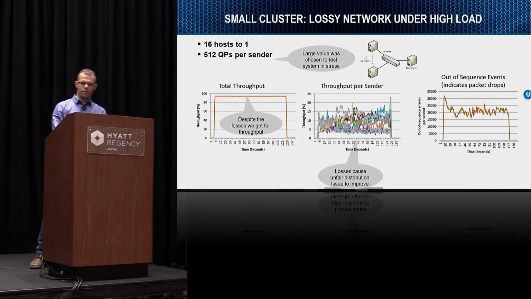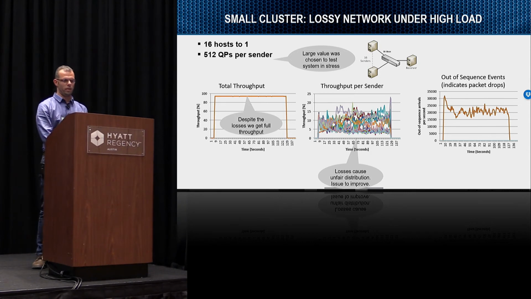Next, we repeated a similar test, which is a little harder, making the system a little harder. We stressed the system with a very large amount of QPs. So here we still have 16 hosts, but now each host creates and sends 512 QPs toward the destination. In this case, the congestion control could not converge well, and we see in the graph on the right side that we still have packet drops during the test.